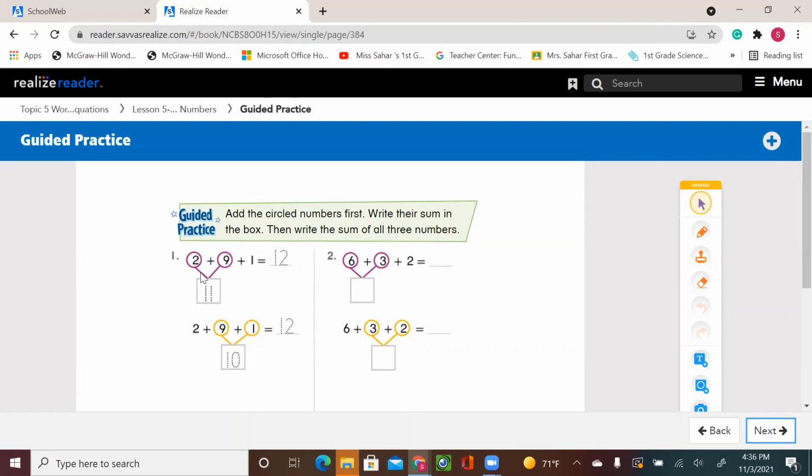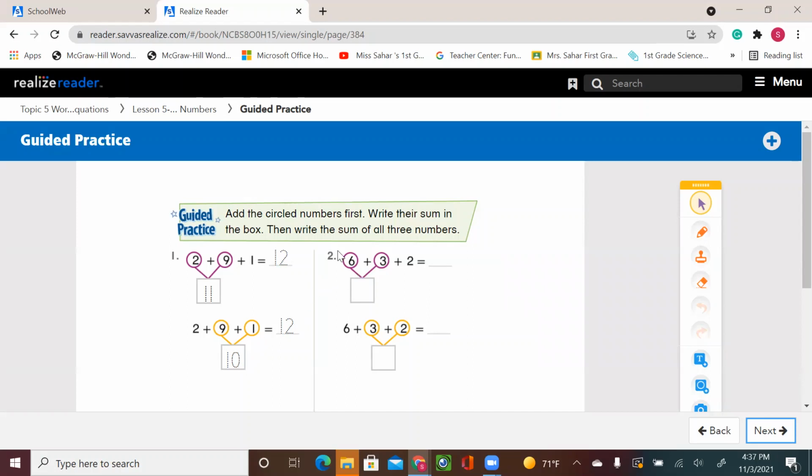So for number 1, we have 2 plus 9 plus 1. One of the strategies, they circle the first 2 numbers. So 2 plus 9 equals 11, plus 1 equals 12. The second way, we add the second two numbers, which is 9 and 1. So 9 plus 1 equals 10, 10 plus 2 equals 12. It's always easy to have a 10 when you add.